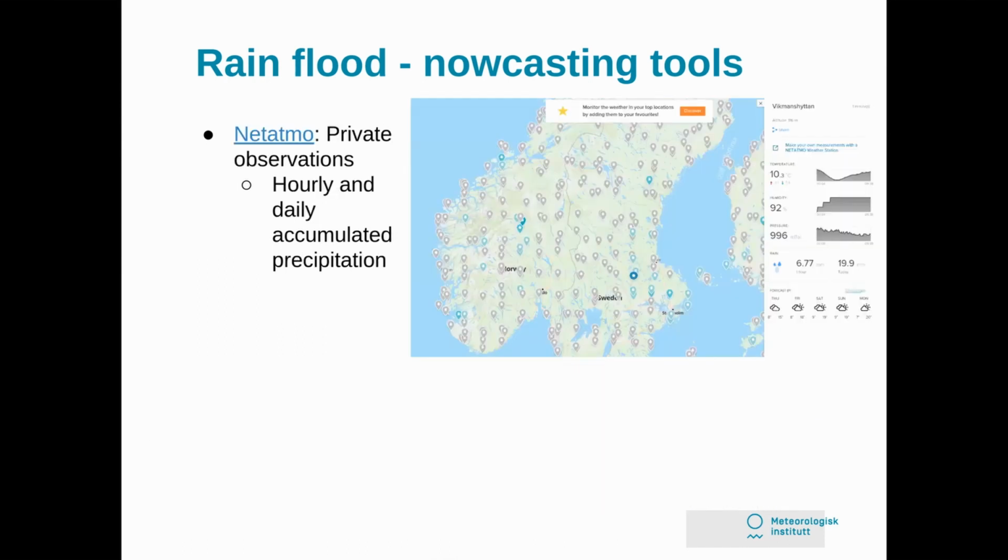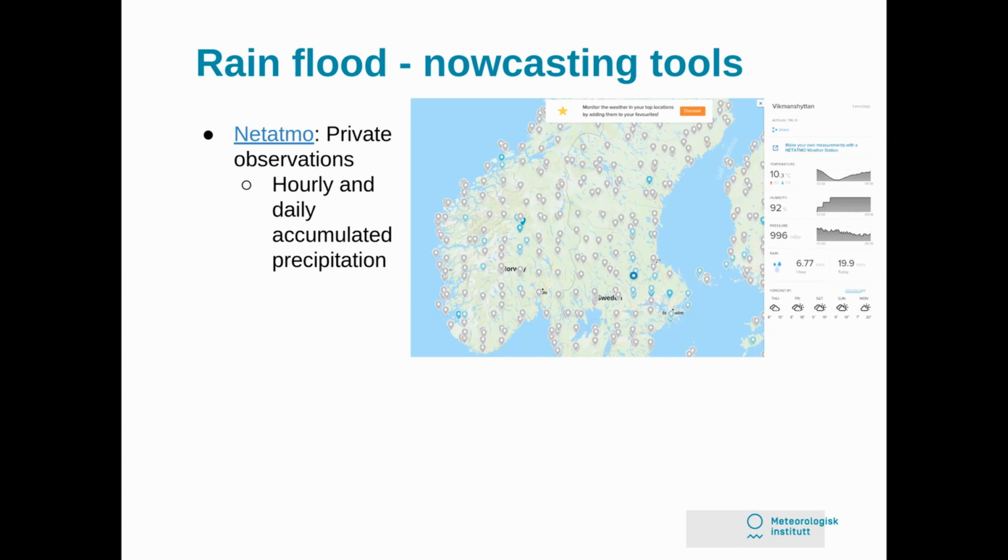But recently we are using private observations as well, on the Netatmo weather map. These private stations have become quite popular in recent years, and so it's quite a dense network of these observations now, and these are much more densely situated than our official observations. So they're a great tool to use in nowcasting, and also to check if our forecast was correct or not.